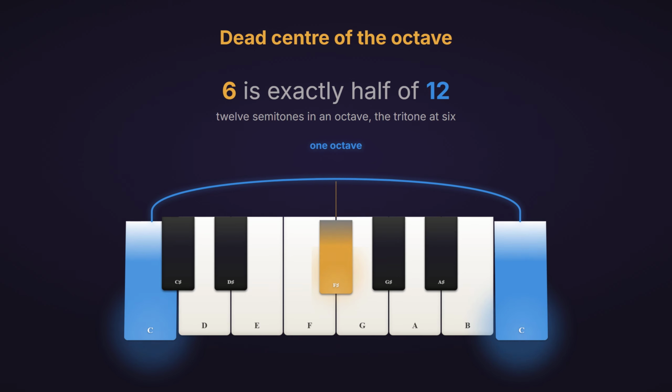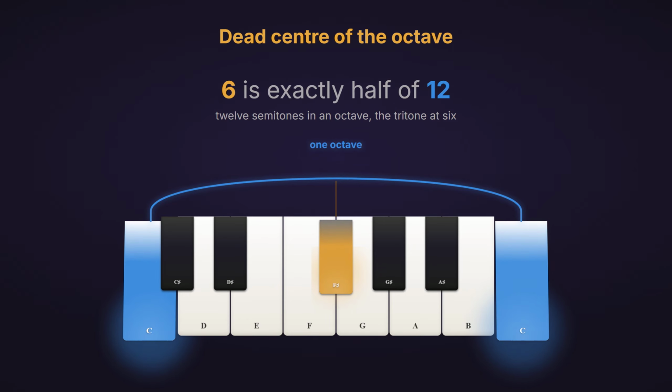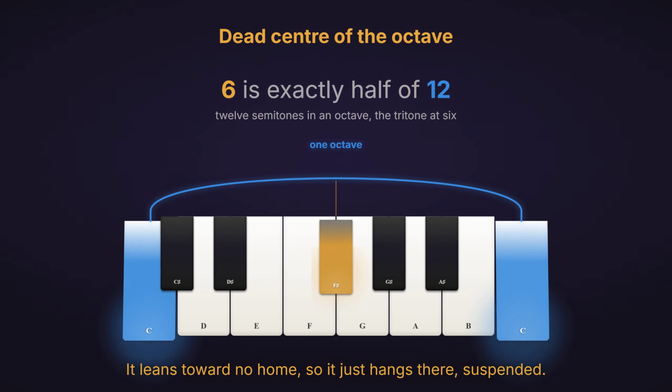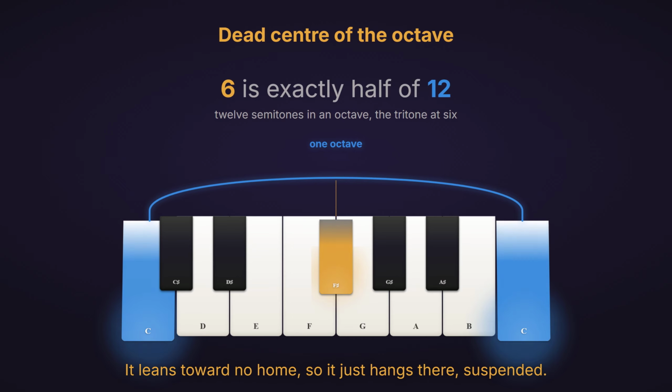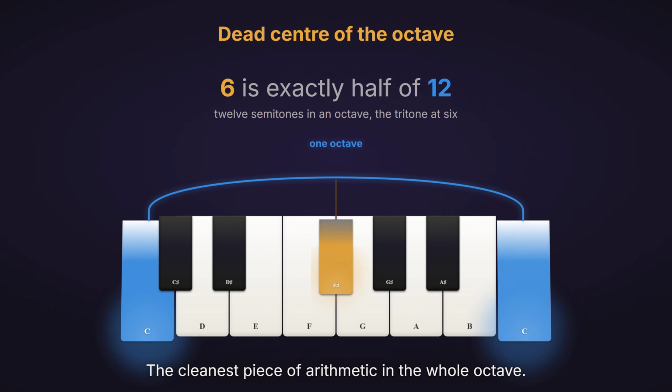Every other interval leans clearly toward one side or the other, toward home or away from it. The tritone leans toward neither, because it is exactly halfway between them. That perfect symmetry is the source of all the trouble. With no pull toward home, the sound just hangs there, suspended, refusing to resolve in either direction on its own. So the very thing that makes it feel unstable is the cleanest piece of arithmetic in the whole octave. 6 is exactly half of 12. That balance is also why the tritone has not one name but 2.